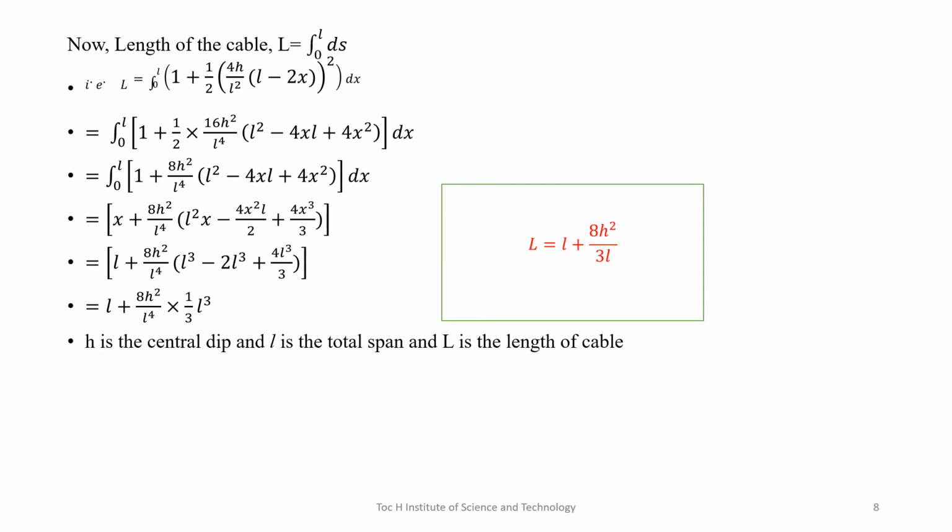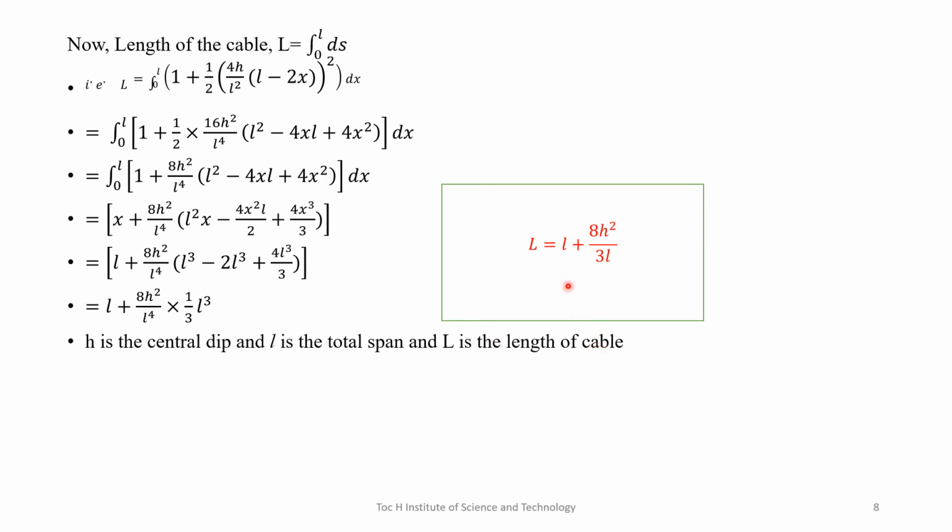Okay, now that's the length of a small part. Now the length of the cable is equal to, we need to integrate from 0 to L dS, and upon integrating we will get the length of the cable is equal to L plus 8h square divided by 3L, where h is the central dip, L is the total span and capital L is the length of the cable.